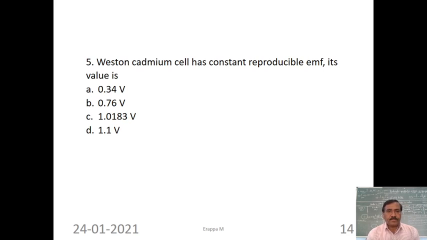Last question. The Weston cadmium cell has a constant reproducible EMF. Its value is: A is 0.34, B is 0.76, C is 1.0183, D is 1.1 volts. Answer for this question: the Weston cadmium cell is a standard cell. Its value is 1.0183 volts. That is, C is the answer.